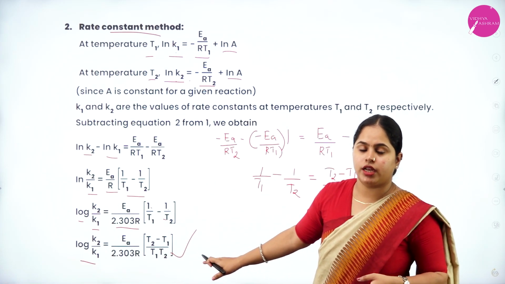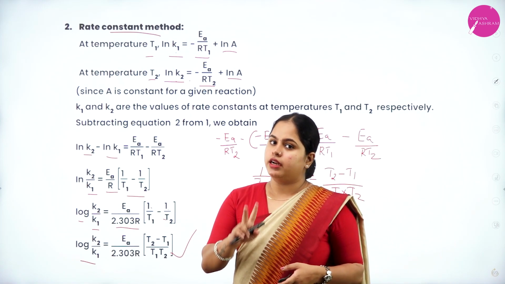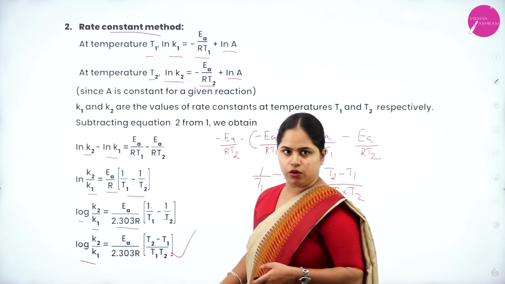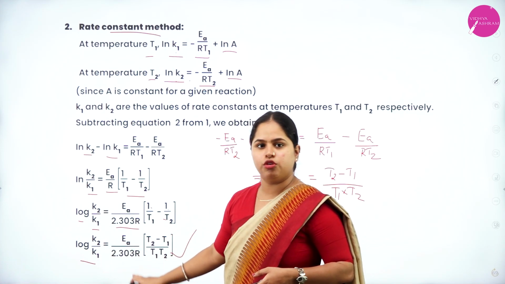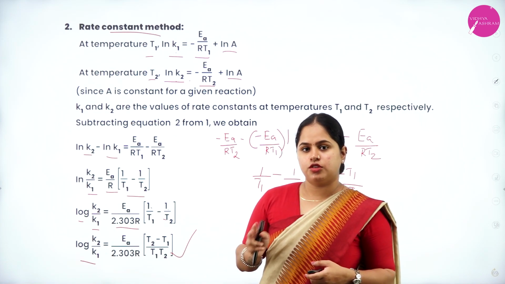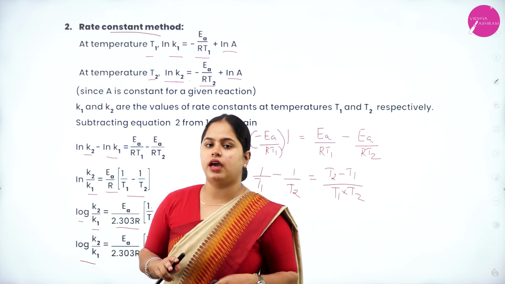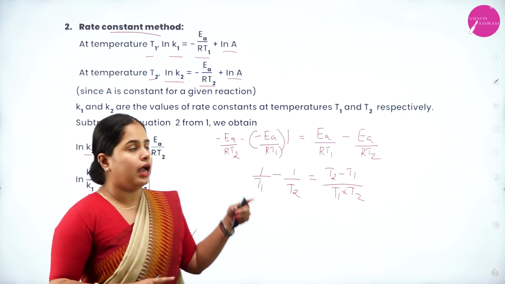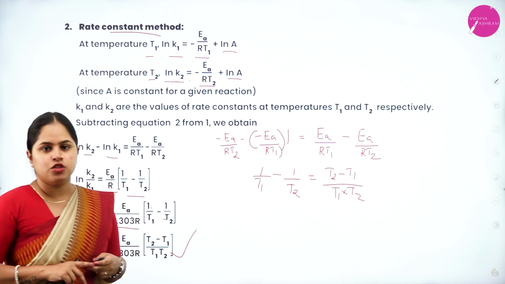So this equation you can use when there are rate constants at two different temperatures. So T2 and T1 you can substitute, K1 and K2 you can substitute, you will get the activation energy value and the R value is a constant here. So these are the two methods by which you can calculate activation energy. One is the graphical method and another one is using the rate constant. So I hope this is clear.